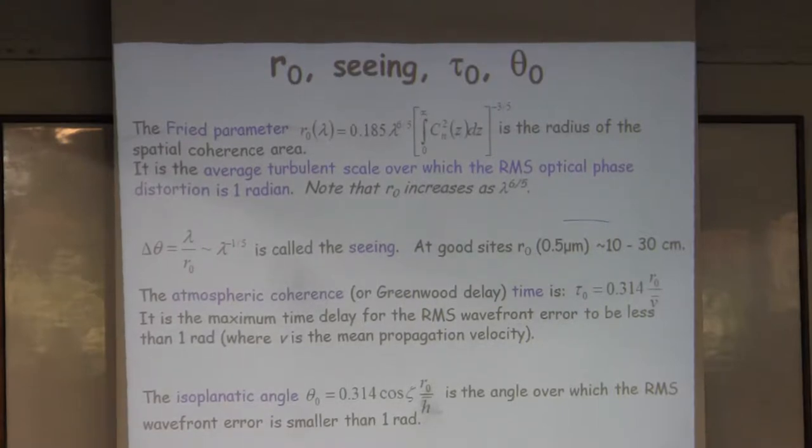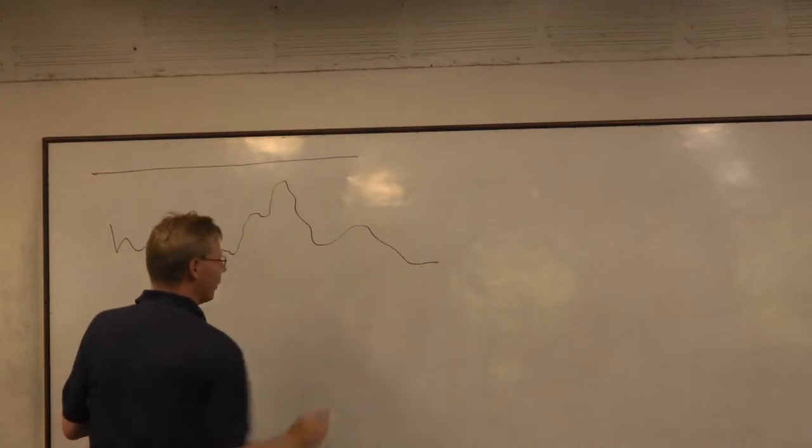Okay, let's say we have a case of strong turbulence. So above the atmosphere, we have a plane wavefront coming in from an object at infinity, and then it goes through all these turbulent cells of the atmosphere, and this is our turbulent wavefront.